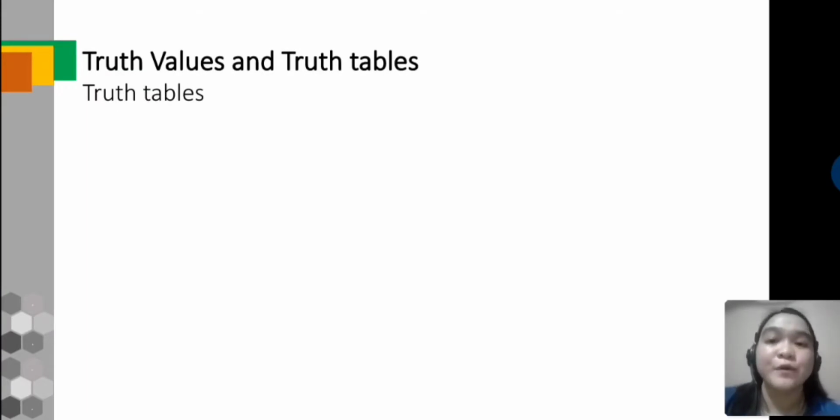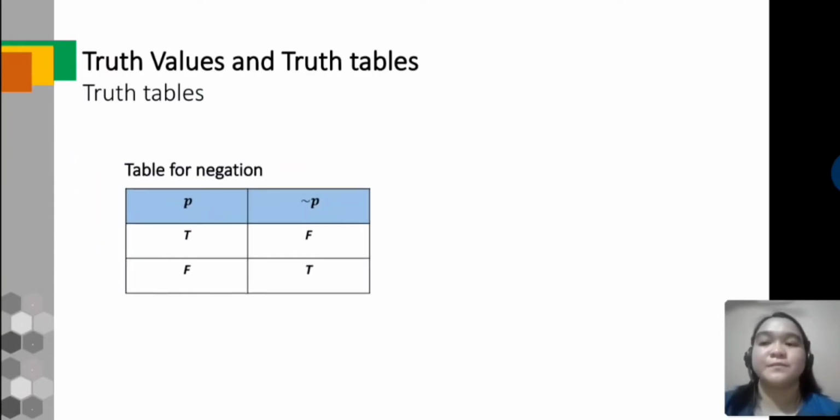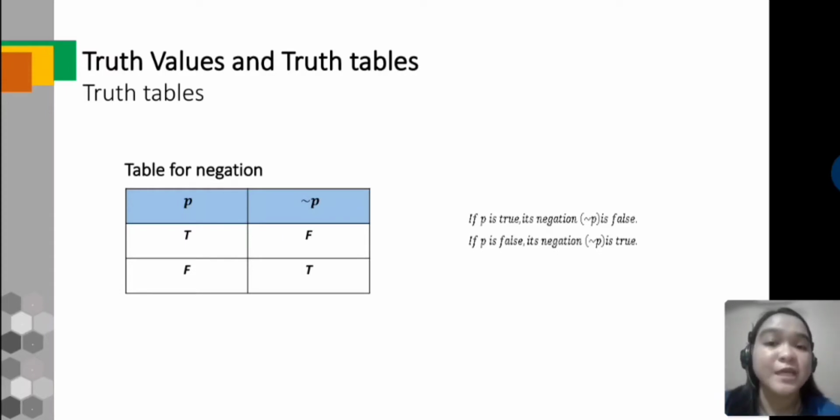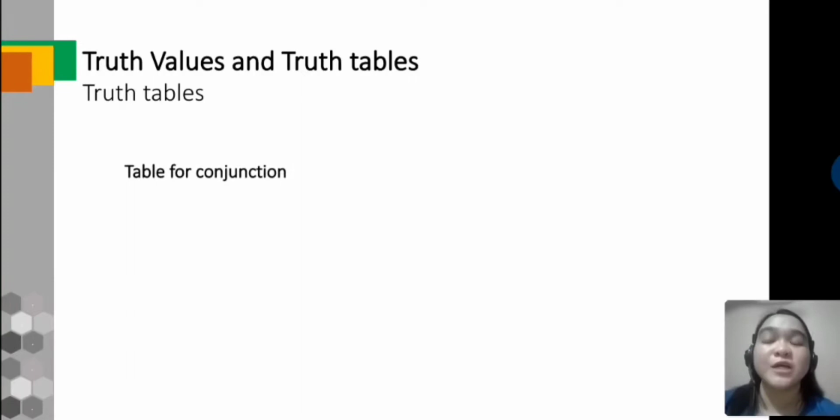Let's see the table for negation. If P is true, then not P is false. If P is false, then not P is true. This table is easy to understand. Remember that if P is true, its negation is false. And if P is false, its negation is true. Next, we have the truth table for conjunction.